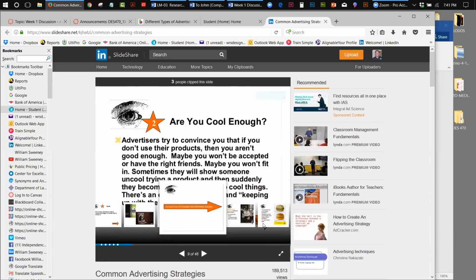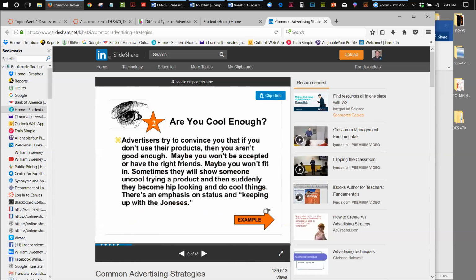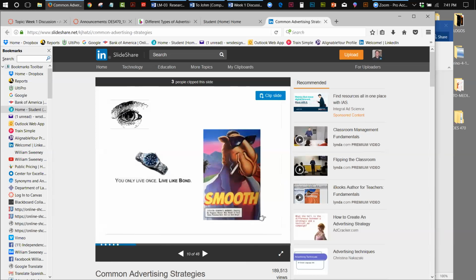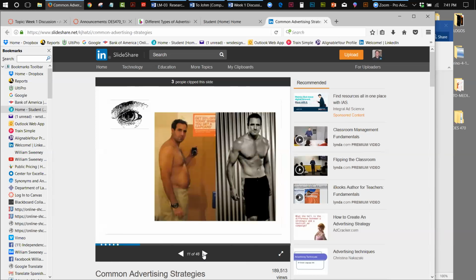Let's see what the example tells us here. There you go, Joe Cool. There he is, the cool camel. Live like Bond. Okay. And here's going from flabby to fabulous. And they did a little bit of work so that this guy looks very much like that guy.